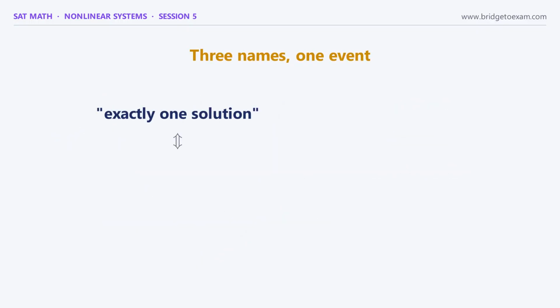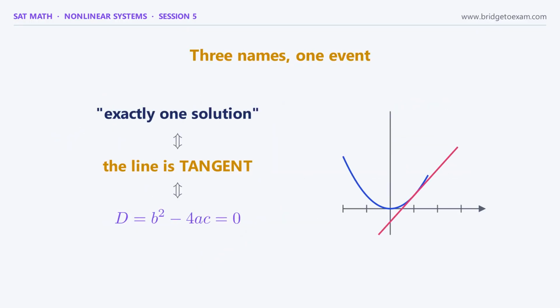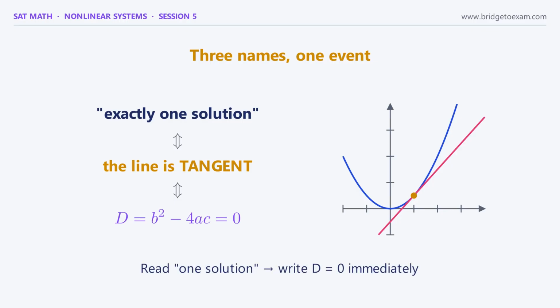So, let's name that middle moment. When the line touches the parabola at exactly 1 point, we say the line is tangent to the curve. And here's the translation you must have automatic. Exactly one solution means tangent, means the discriminant equals 0. Those three phrases are the same fact in 3 languages: the algebra language, the geometry language, and the SAT's language.